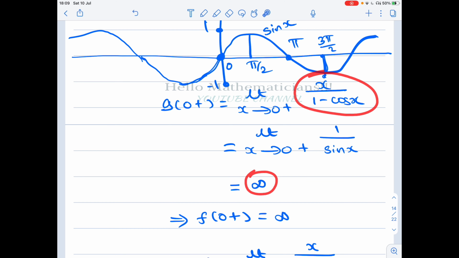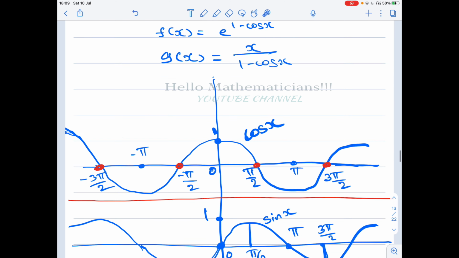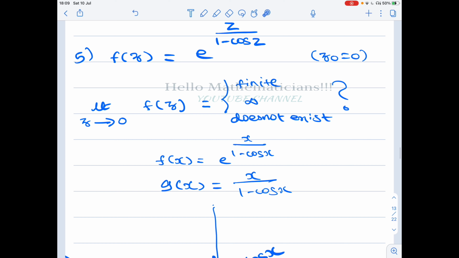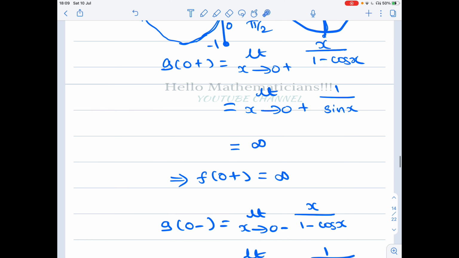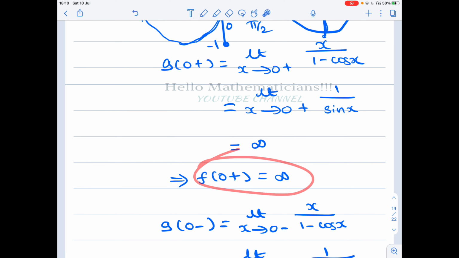Okay, this is the g of x. Now f is nothing but e power this function. But now if this goes to plus infinity, e power that also goes to plus infinity. Okay, so we get f of 0 plus will be infinity.